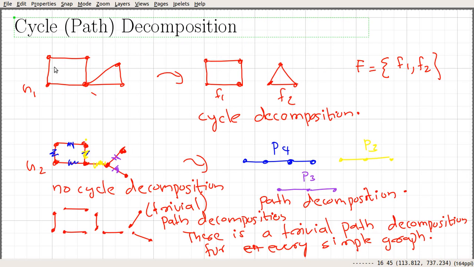So if you look into this particular graph, we can see that we could decompose this graph into these two cycles. This corresponds to a cycle decomposition of this graph, but in this case, the graph has only a single cycle decomposition. In general, a graph could have many different cycle decompositions. If a graph has at least one, then we say it has a cycle decomposition. So this is an example of a cycle decomposition of this graph.